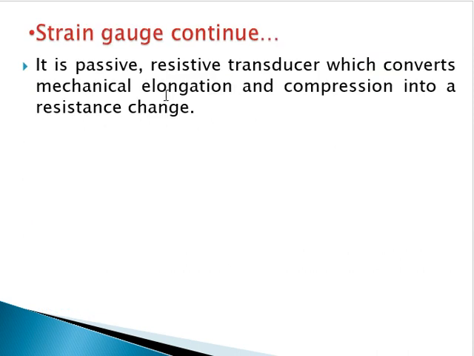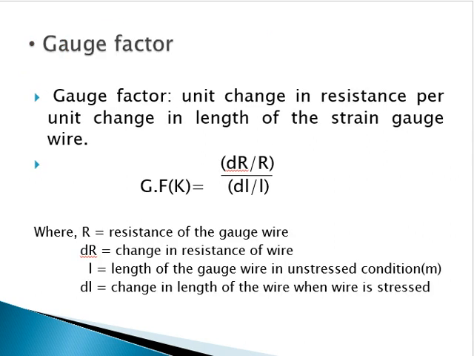So it is a passive resistive transducer which converts mechanical elongation and compression into a change in resistance. Here is one most important property of a strain gauge, that is the gauge factor, which decides the sensitivity of any strain gauge that can be used for measurement of pressure, force, or strain. So what is this gauge factor? It is a unit change in resistance per unit change in length of a strain gauge wire.